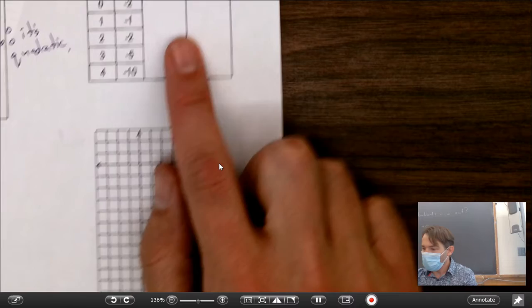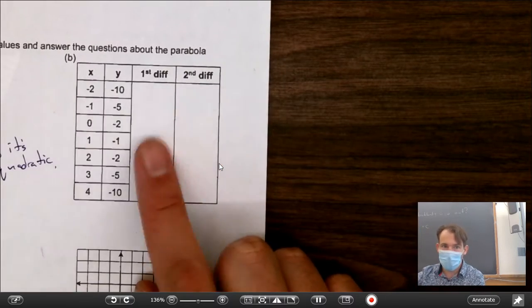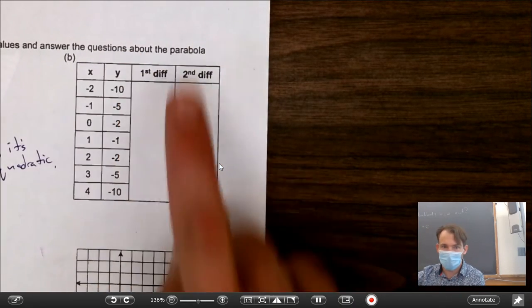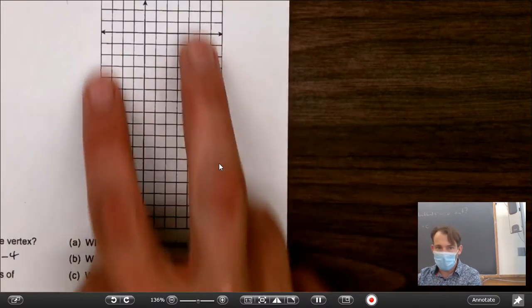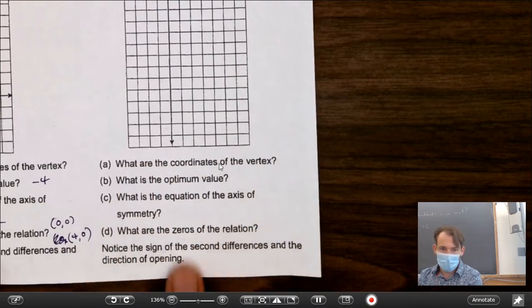Okay, so now you can graph this one too. This is one that you can do on your own. I want you to do your first differences and your second differences, plot all your points, and then answer these questions. And then let's take a look at the back.